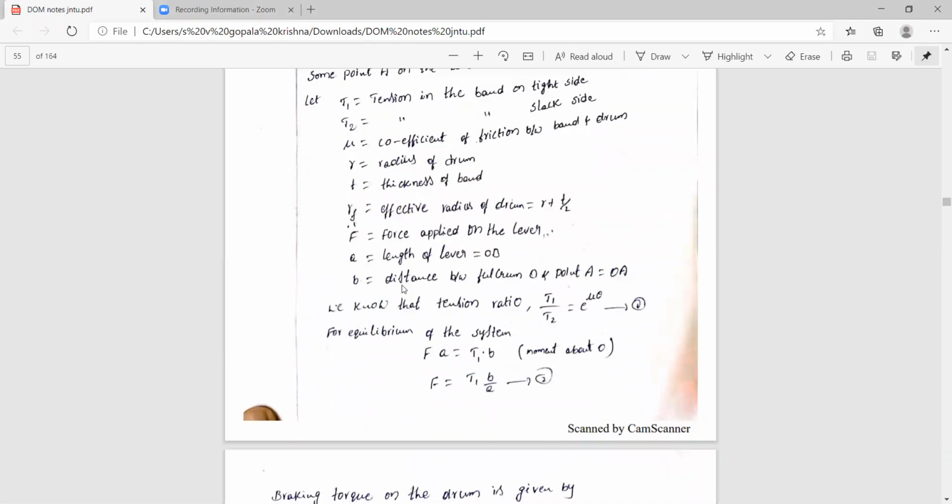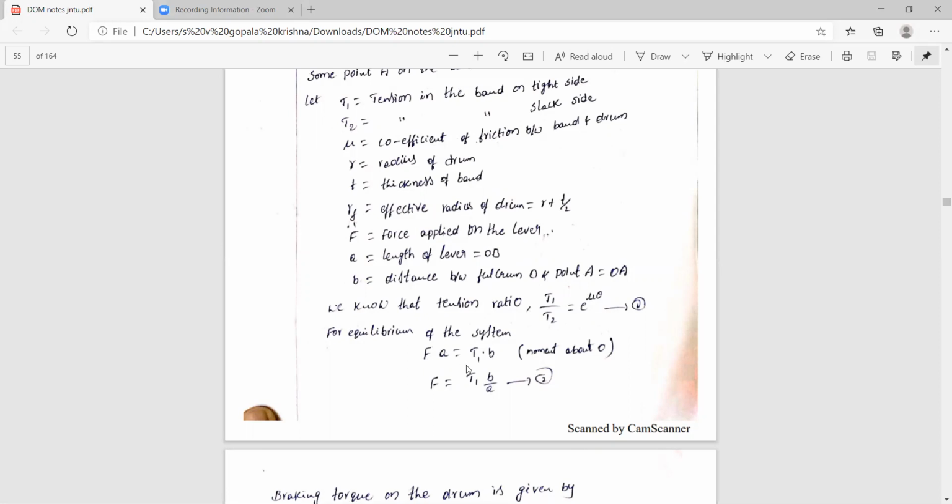Now we find the braking torque. With tensions T1 and T2, the tension ratio is T1 by T2 equals e power mu theta, taken as equation number 1. Now we write the equilibrium of the system. The forces are FA and T1 b.